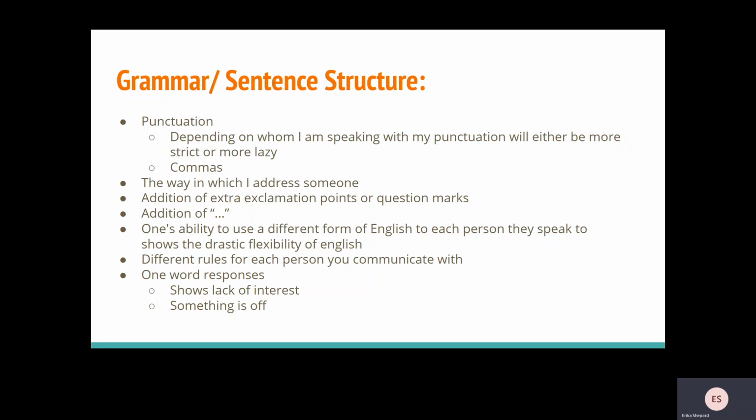Different rules for each person you communicate with was what I just said. There are those unspoken rules about how you speak to somebody in one group versus another and all that kind of stuff. One word responses.